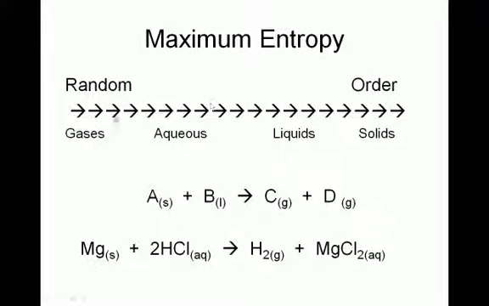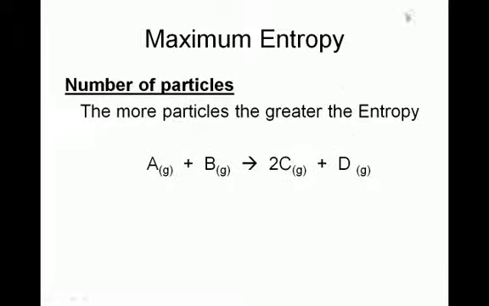And another thing is that this maximum entropy is determined by what phase it is in. Okay, so gas, aqueous, liquid, or solid. Another thing we need to think about when we talk about maximum randomness or maximum entropy is the number of particles. The more particles, the greater the entropy. Think of it this way. Say you have a glass cup or a glass beaker.